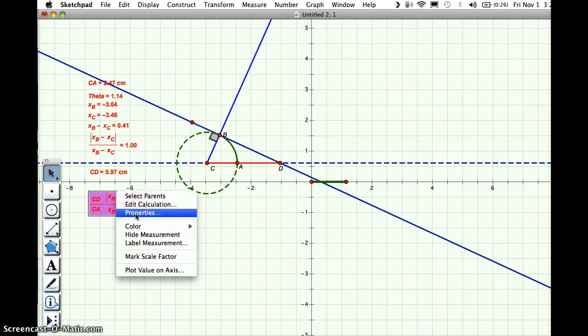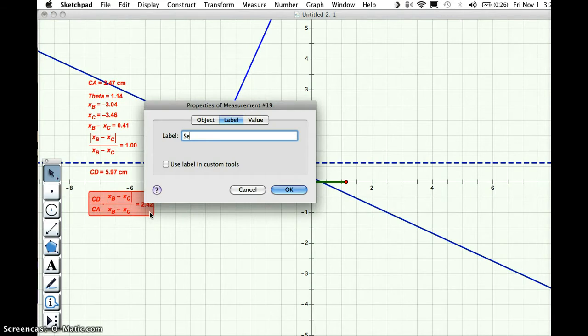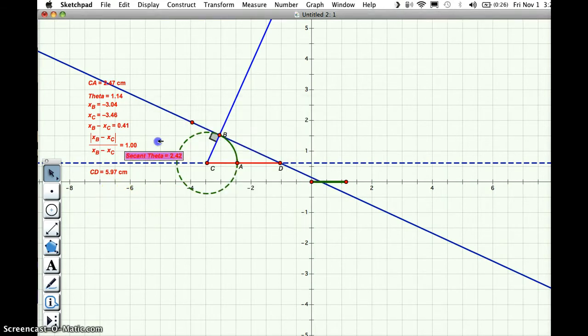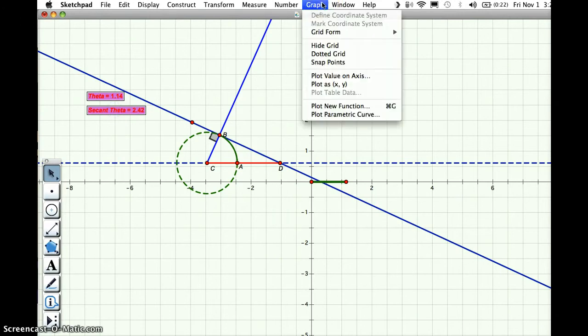So we will relabel this calculation as secant theta so that when we look at that calculation, we will know what it represents. We will now hide our measurements that are not theta or secant theta because our focus is on the values of theta and secant theta. We want to see the relationship between theta and secant theta, so now we will graph the value of secant theta. In order to do this, first highlight our value of theta, then highlight our value of secant theta, then go to Graph and plot this as (x,y).